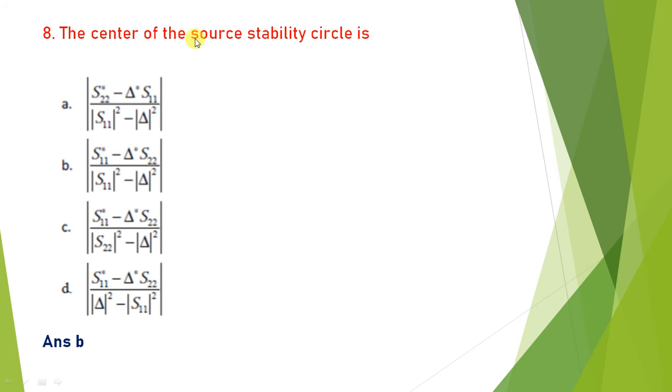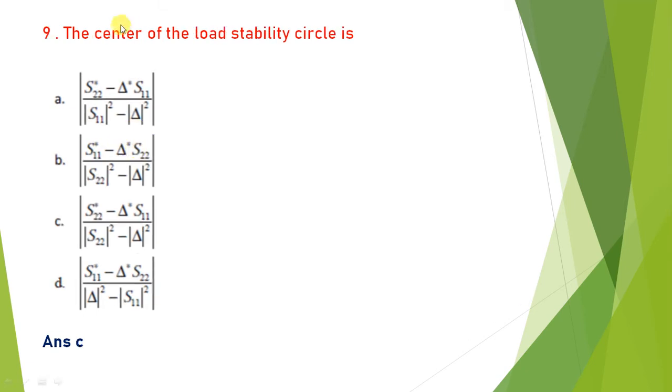The center of the source stability circle: in the source stability circle we have S11, so the answer is B. It is S11 star minus delta star S22 divided by S11 squared minus delta squared, and here the star represents the complex conjugate. Next, the center of the load stability circle: for the load we use S22 in place of S11. So in the previous equation, whatever the value of S11, replace it by S22. So the answer is C.